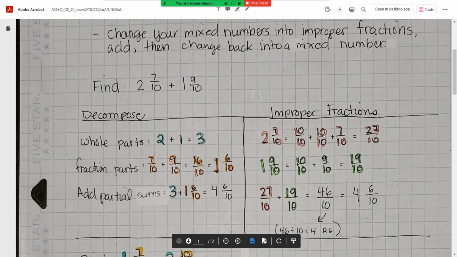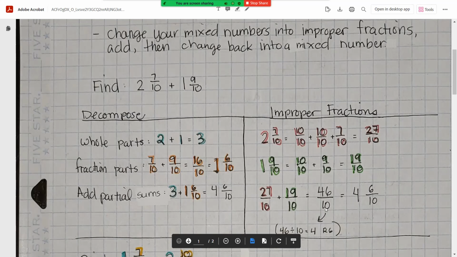If I want to do it by changing them into improper fractions, 2 and 7/10 is the same thing as saying 10/10 plus 10/10 plus 7/10, which is 27/10. 1 and 9/10 is the same thing as saying 10/10 plus 9 more tenths, which is 19/10. Then I add these 2 together. 27/10 plus 19/10, we just carry that 10 across in our denominator and we focus on our numerator. 27 plus 19 is 46. 46 over 10.